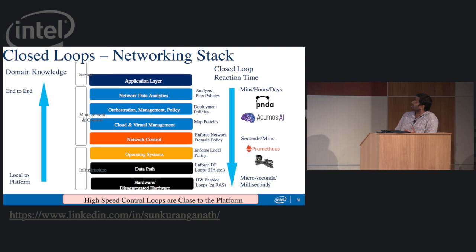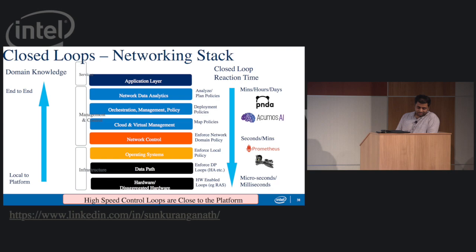And for near real time, you have Prometheus and eBPF that can do processing within the data path before the packet goes out of the system, and then you can do corrective actions there. And then there are big data frameworks like PNDA or Acumos AI. It's another framework from AT&T, which AT&T open sourced, and it provides you integration to various AI libraries, and you can deploy, manage, and use lifecycle management tools within Acumos AI.